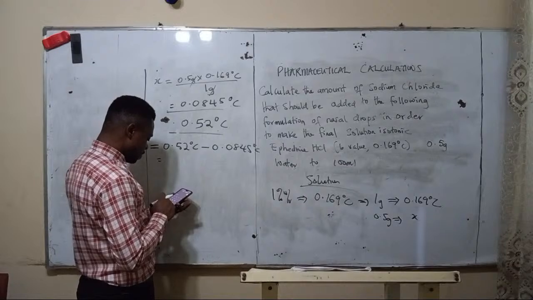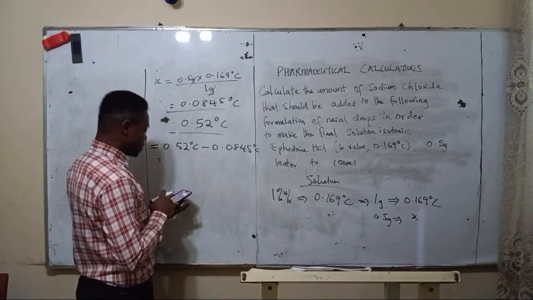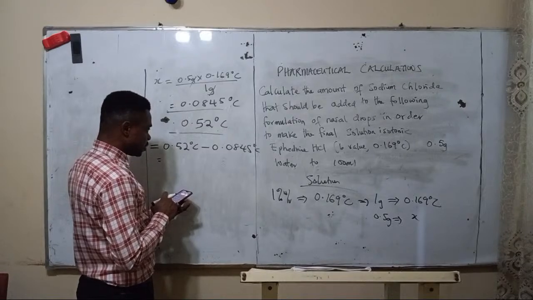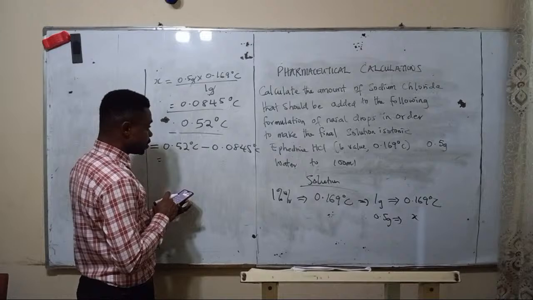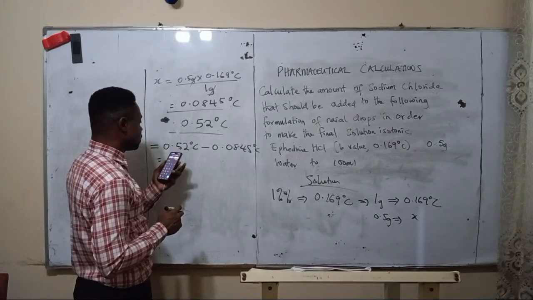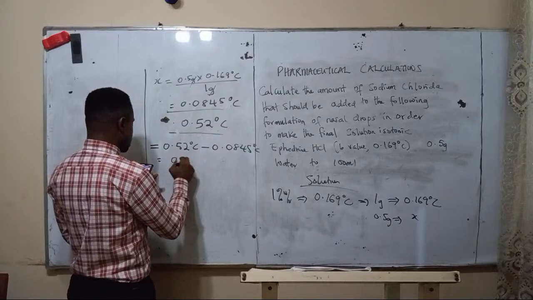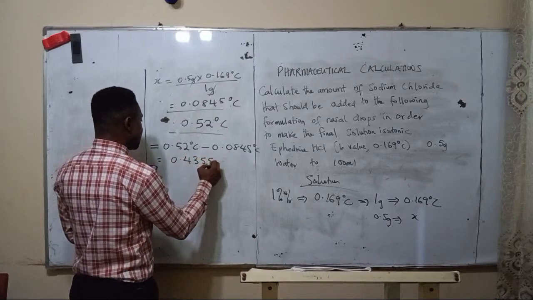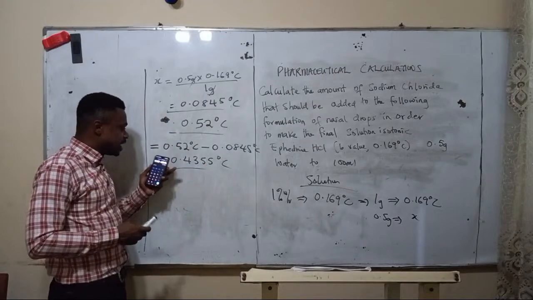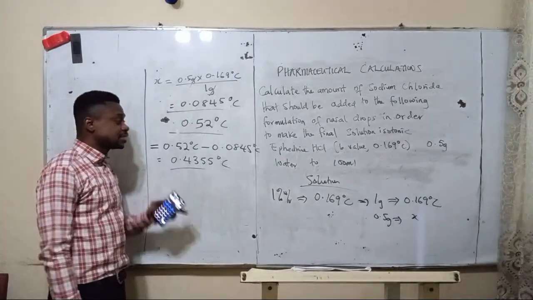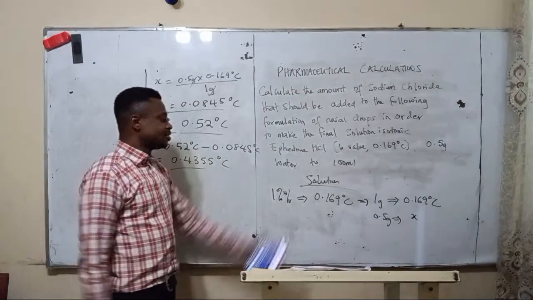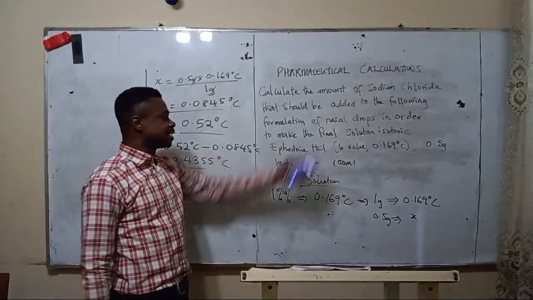This is 0.52 minus 0.0845. 0.52 minus 0.0845 is 0.4355 degrees Celsius. This is the further depression we need to make this solution isotonic. So what can cause this depression? This is the extent this can go. So what do we now do?